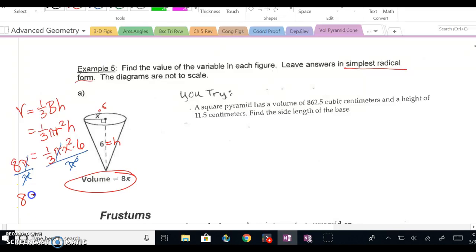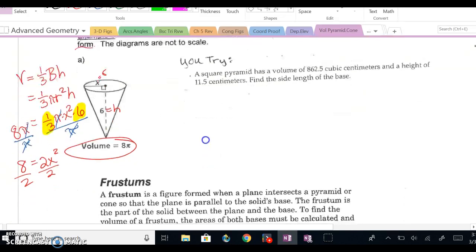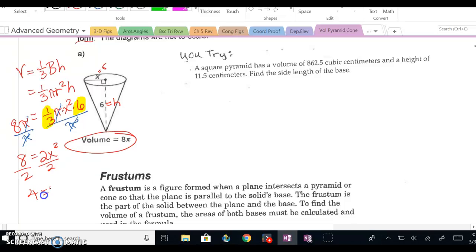And then that gives you 8 equals, I'm going to go ahead and combine this one third of 6. Since order doesn't matter in multiplication, one third of 6 is 2x squared. So if I divide by 2, 4 equals x squared, square root both sides, and our radius, our x, is 2. Okay, so I'm going to let you try, and we'll come back and meet on the next video.